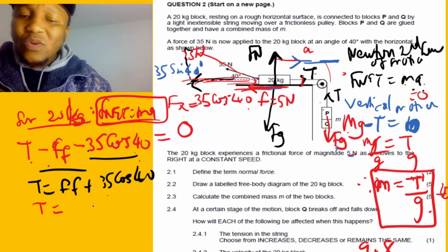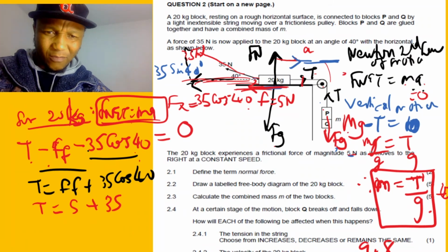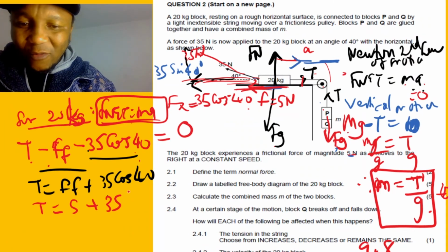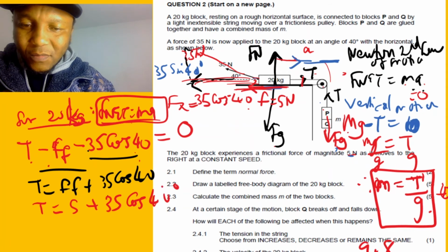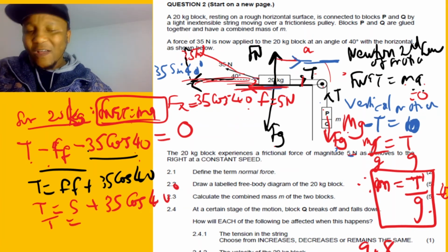Our tension is equal to what? What is the friction force? 5 Newton plus 30. Where did I get 35 from? Yeah, 35 cos of 40. So tension is equal to, plug it in the calculator. When you plug it in the calculator, it's going to be 35.81.